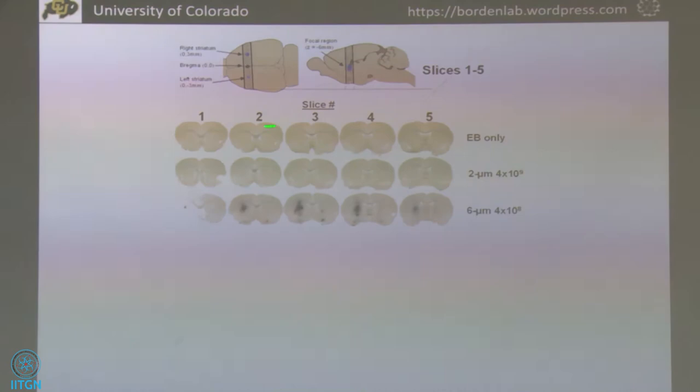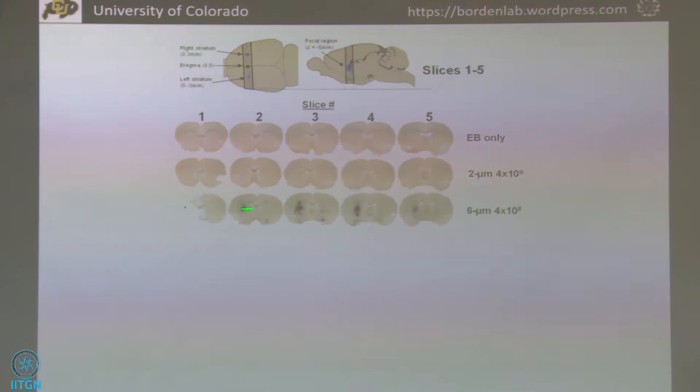We see no uptake without bubbles. And then we use bubbles of different sizes. We tried 2 micron and bigger bubbles, about 6 micron, and different concentrations, 10 to the 9th, 10 to the 8th. You can see here Evans blue dye getting out into the brain parenchyma. In the case of 2 microns, you can see a spot right there if you look very carefully, but it's more conspicuous in the 6 microns.